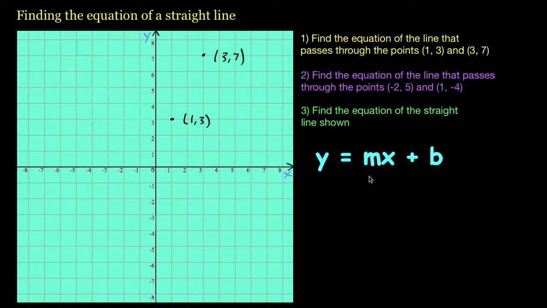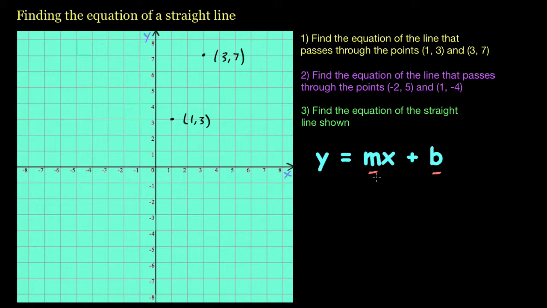So we now know about gradients, we know about y-intercepts. What we're going to do in this video is take 2 points, such as this first question here, 1, 3 and 3, 7, and find out what the equation of the line would be if it went through those points. So we're going to need to find the gradient, and we're going to need to find the y-intercept, and then we're going to recreate our line into this format here.